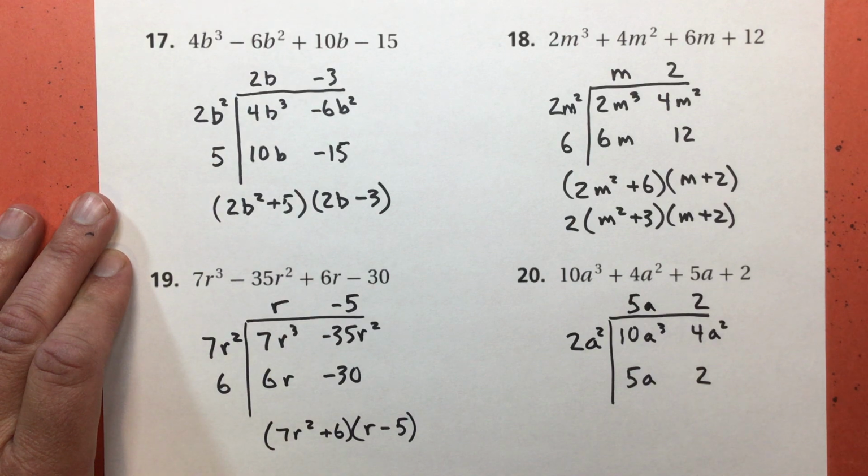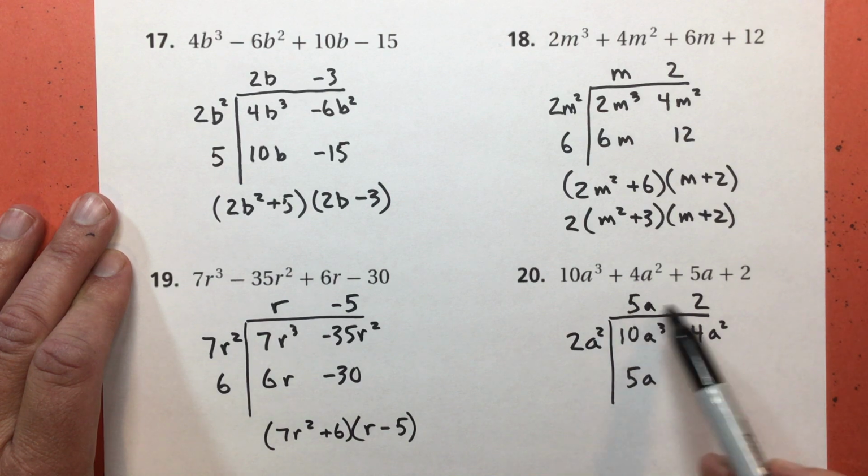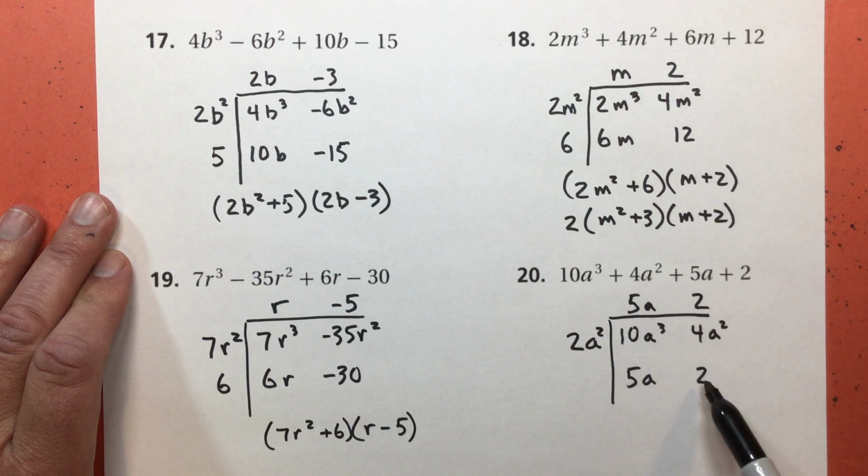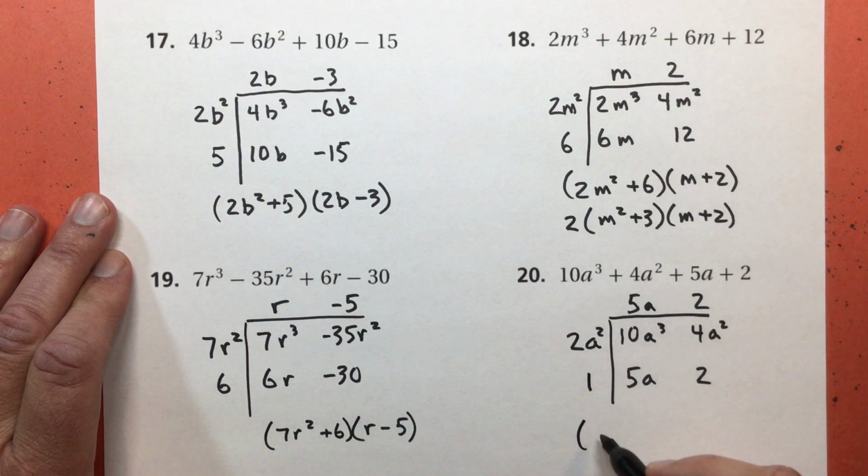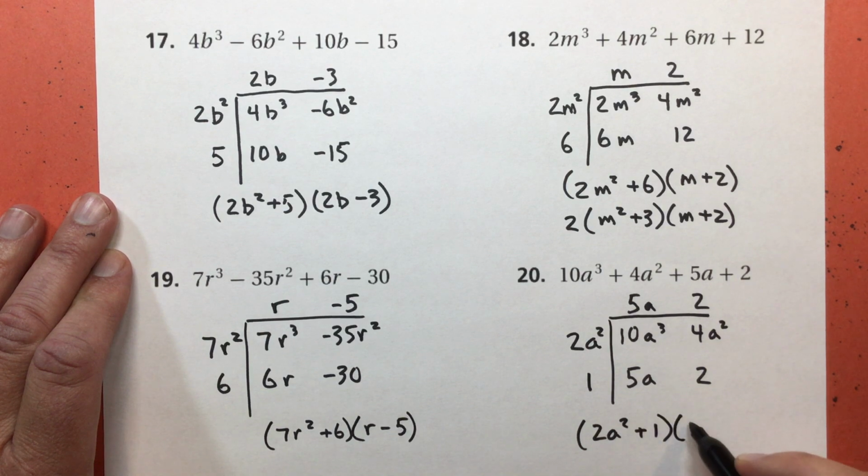Now, look at this. 5a and 2 is what I have up here. If I could factor out more, I would have up here. So what's the common factor between 5a and 2? It's that common factor 1. So I get 2a to the second power plus 1 times 5a plus 2.